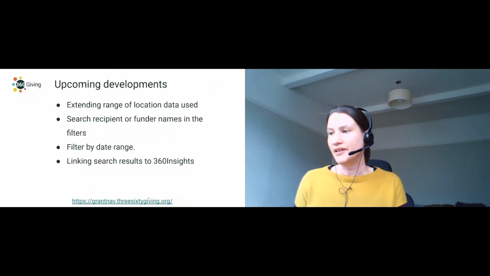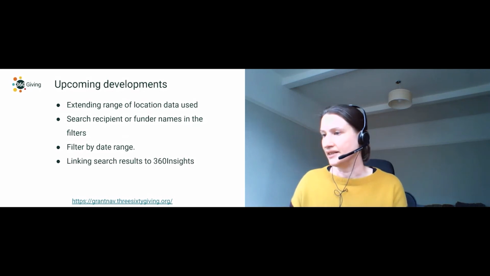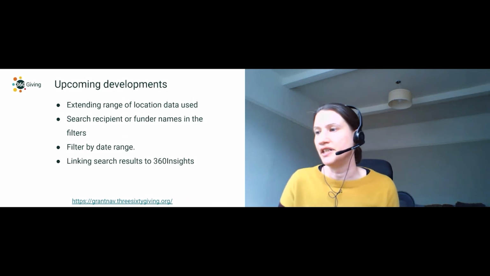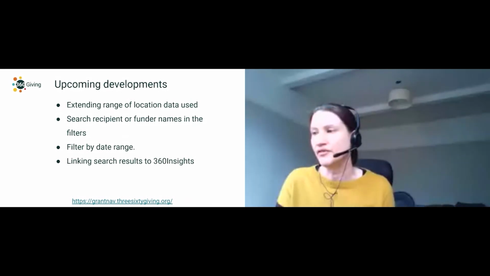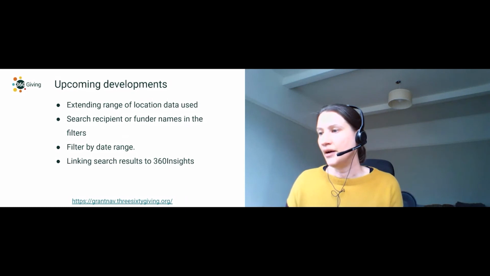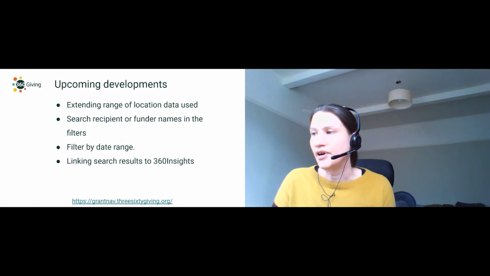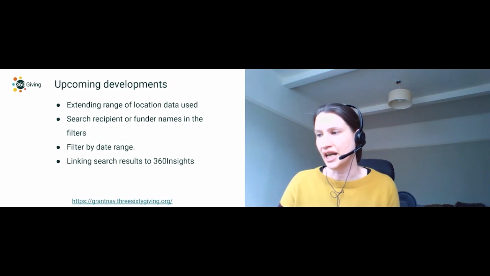So that's been a bit of an introduction to some of the ways that GrantNav can be used, which hopefully gives you what you need to get started. As I said, in the coming months, we'll be making further improvements, extending the range of location data used to mean that it will be possible to filter by where grants are delivered, as well as where the recipients are based. We'll be adding a search into the recipient and funder filters to make it easier to find and select the organisations you want. We'll also be adding in a date range filter, so it will be easier to look at the data by different periods rather than just calendar year.